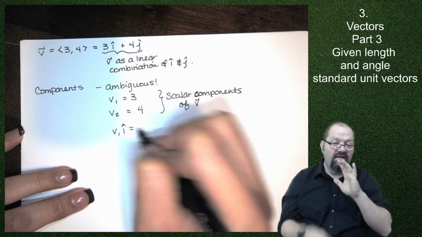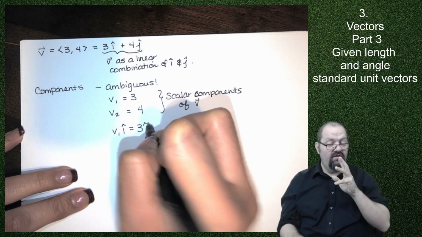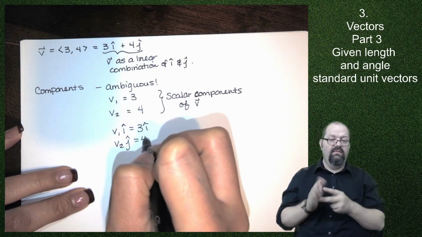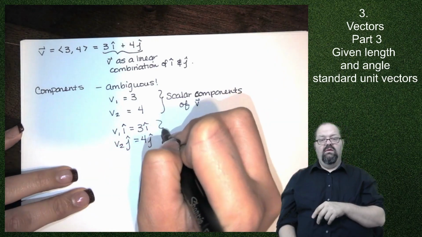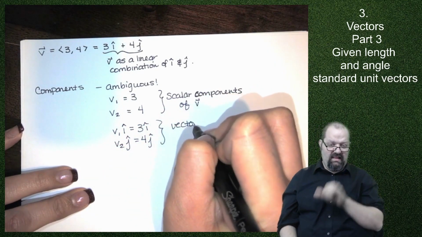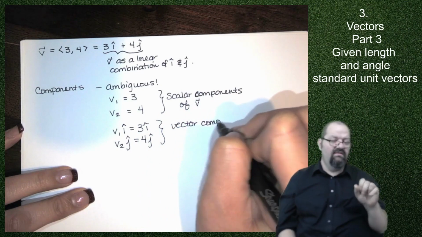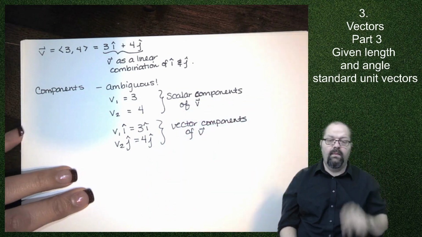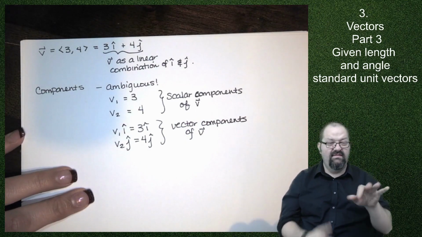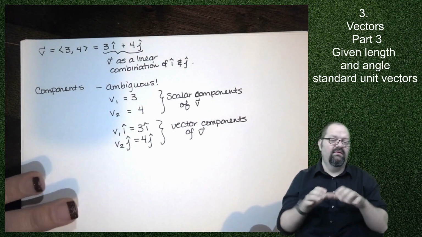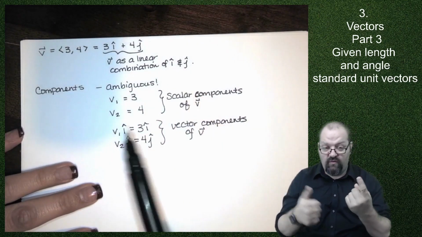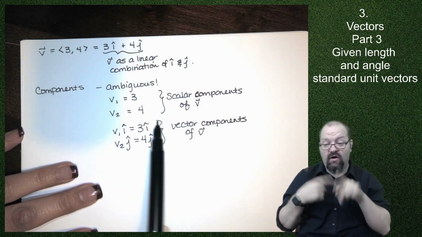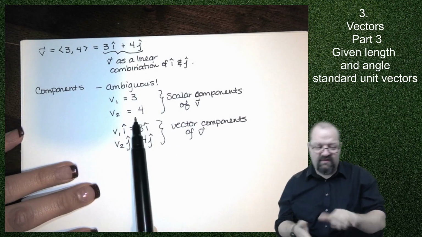They want the vectors. They want 3 times i hat and 4 times j hat. That's what they're looking for. These are called the vector components of v. Whenever it's ambiguous in our class, I'll tell you which one I'm looking for. But just be aware as you're reading different books and other resources out there, sometimes they're talking about this when they say components, and sometimes they're talking about this.